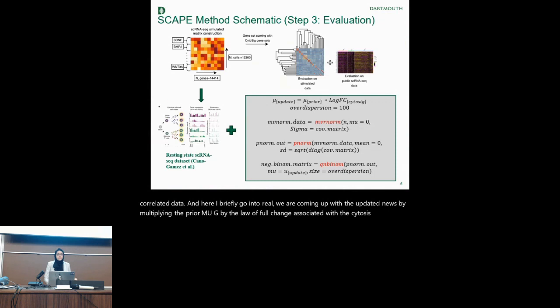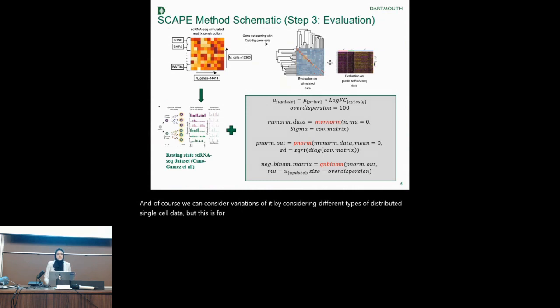We are setting the overdispersion parameter to 100, generating multivariate random normal data, generating random uniform, and then using the quantile function to generate marginal negative binomial data. And of course, we can consider variations of it by considering different types of distributed single cell data, but this is for simplicity, is what we have currently.